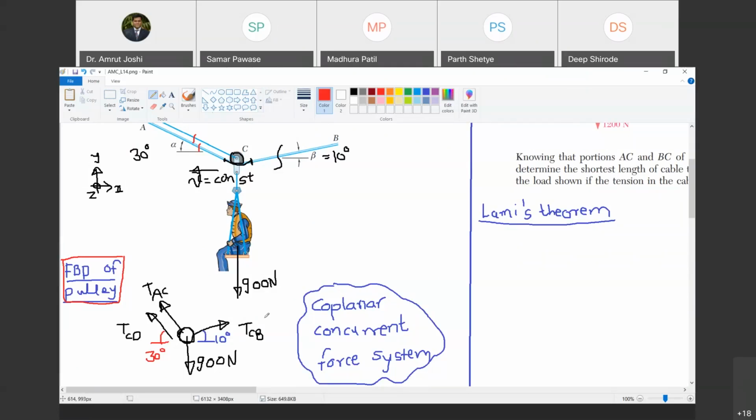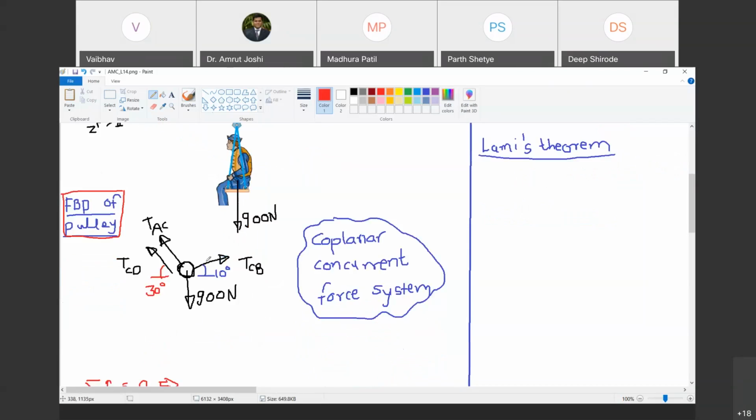So on the object under consideration, whether it is tensile or compressive is decided by the arrows. If the arrow goes away from the object, it is tensile. If the arrow comes towards the object, then it is compressive. Am I very clear, Vaibhav? Yes, sir. Okay.